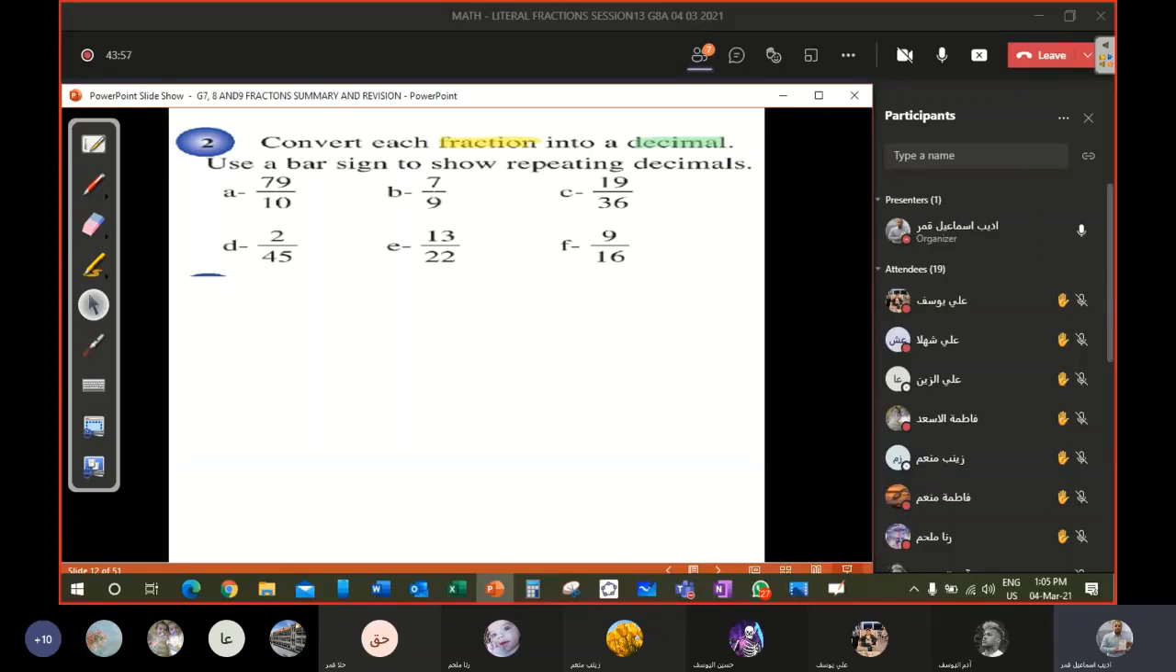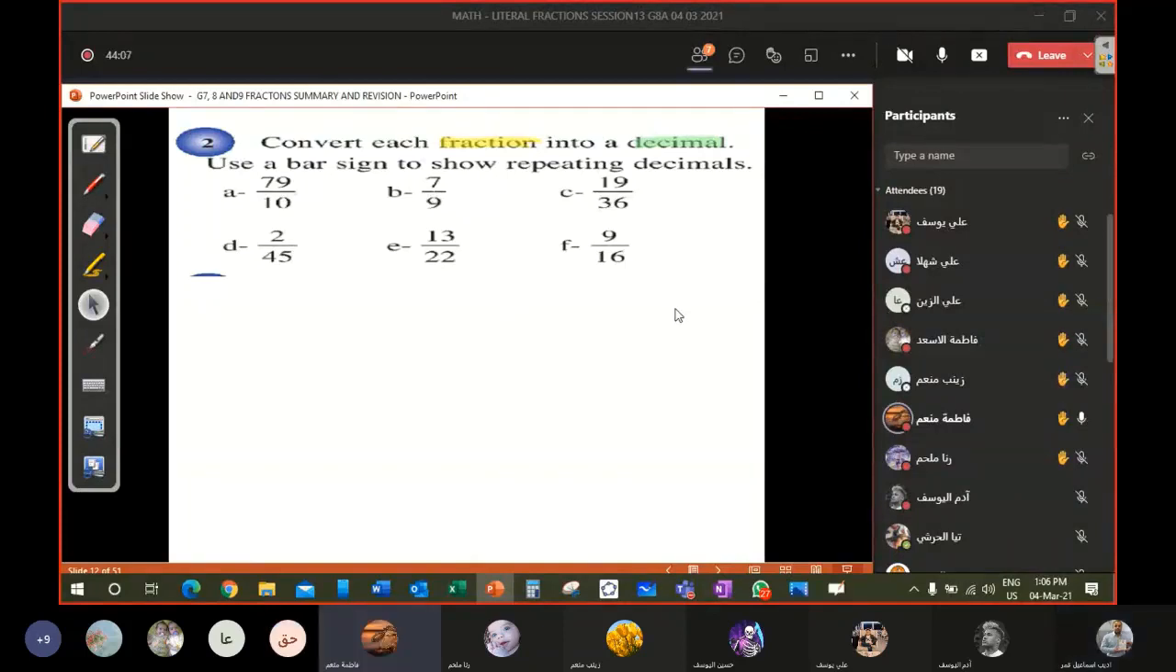Okay, who has finished the first one? Me. Fatima. Part A, Fatima. 79 over 10 equals 7.9. Is this decimal or periodic? Periodic. No Fatima, decimal. The denominator is 10, as in the first one, 7.9. It is decimal. Okay. Part B.